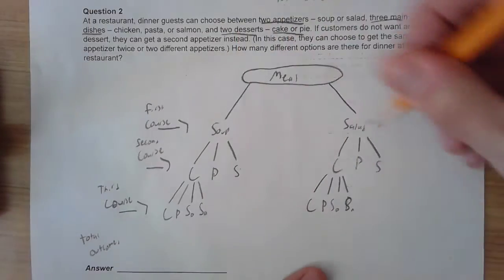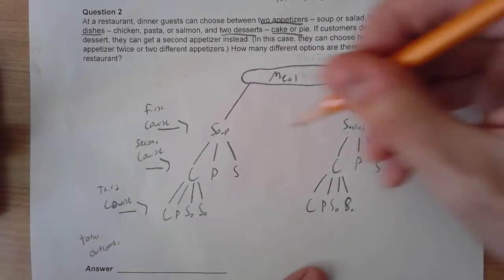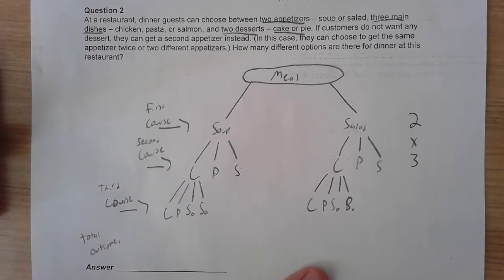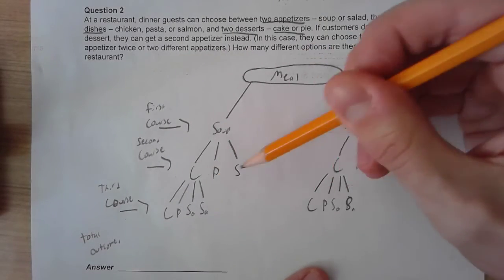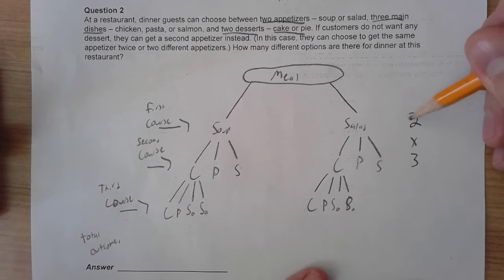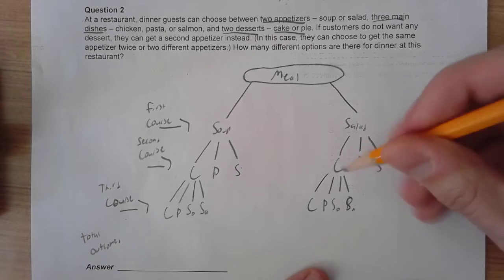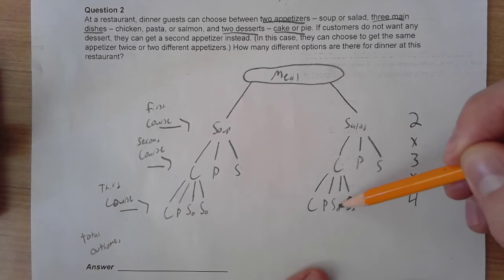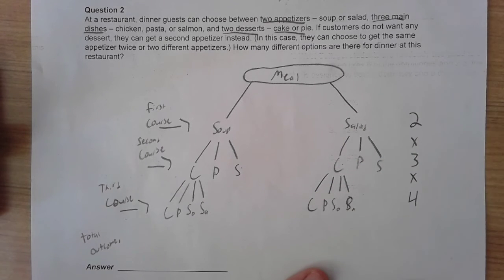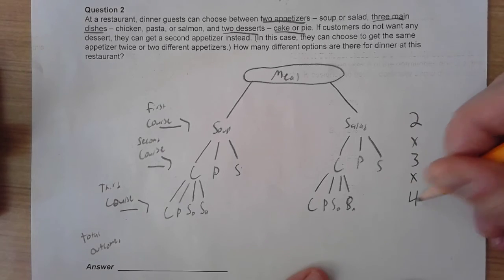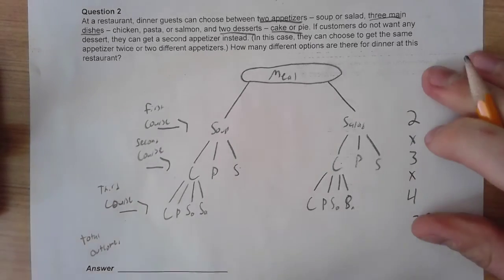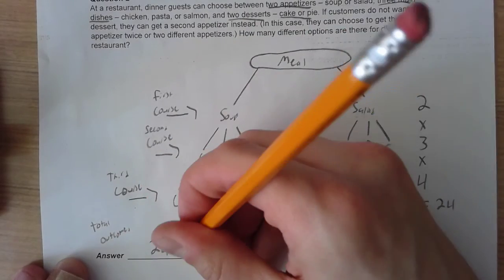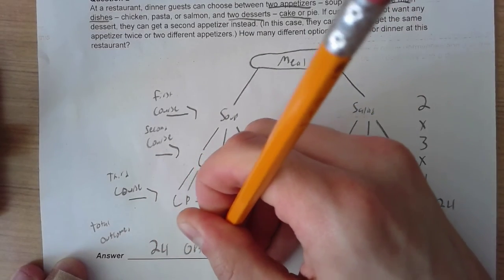So very simply, we know we have 2 options to start in our first course. And for each of those 2 options, I have 3 options. So for every choice of soup, I have chicken, pasta, or salmon. And so for each of these 2 options, I have 3 options. And then for each of these 2 times 3 options, I can then choose 4 additional options. If I chose salad and then chicken, I then have 4 choices: cake, pie, another salad, or another soup. So 2 times 3 times 4 options is going to get us a total number of 24, and 24 is our total number of options. And that is it.